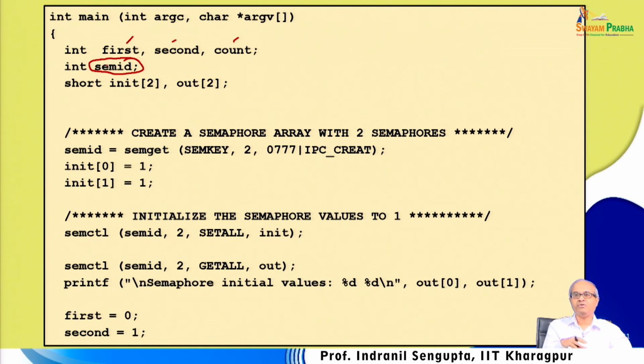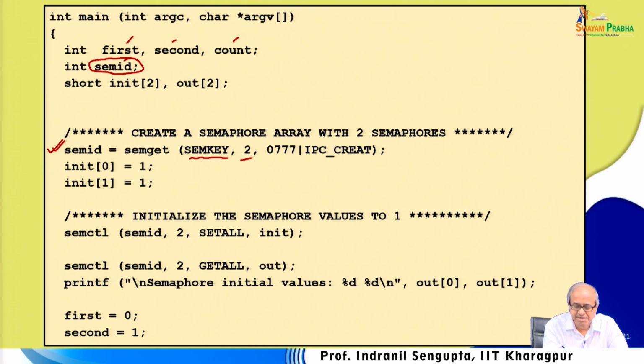First thing we do, just like in shared memory where we created the shared memory segment first, here we are creating the semaphore first. For the sake of example we are creating a group of 2 semaphores, first and second. How do we do that? We do that using this semget function call, semaphore get. We use some semaphore key, the same key. Here I am not showing it, but you can use any unique value.